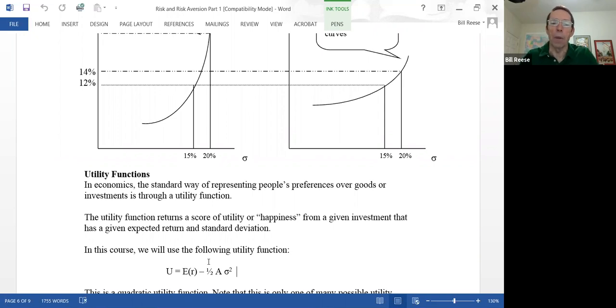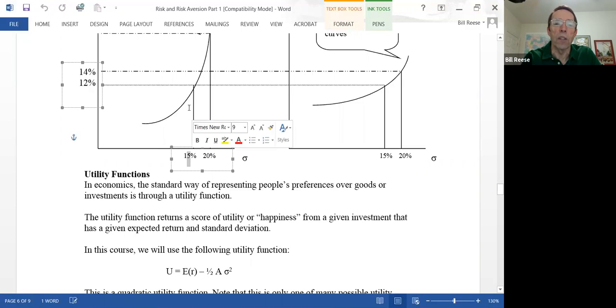Let me show you an example of that. It's right up above here on the notes. Let's suppose we have an investment that gives you a return of 12% right here, with a standard deviation of 15%. This is where you're at. Now, this particular investor, this is their indifference curve. Notice it's a pretty steep indifference curve. That means this person has a high A, a high coefficient of risk aversion.